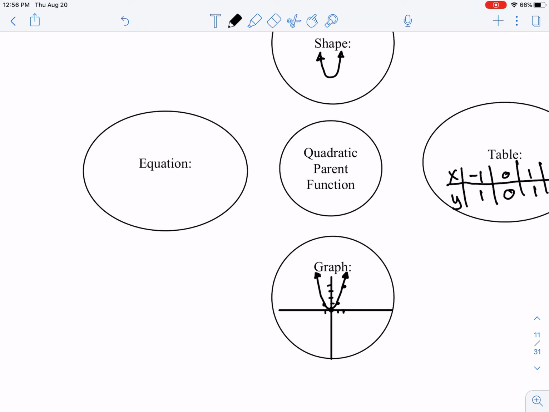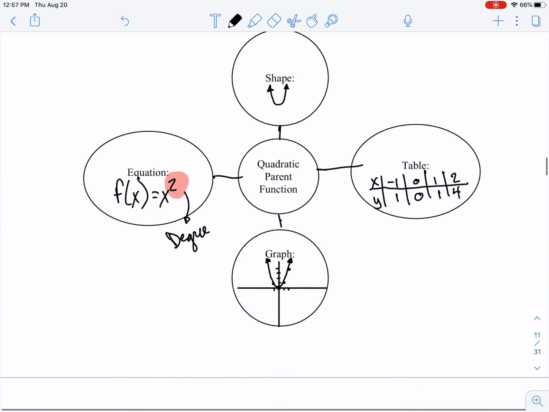Now the equation, again, is just f of x is equal to x squared. Earlier we talked about the degree, right? This right here is your degree, the highest number that a variable is raised to. And that's your bubble map for the quadratic parent function.